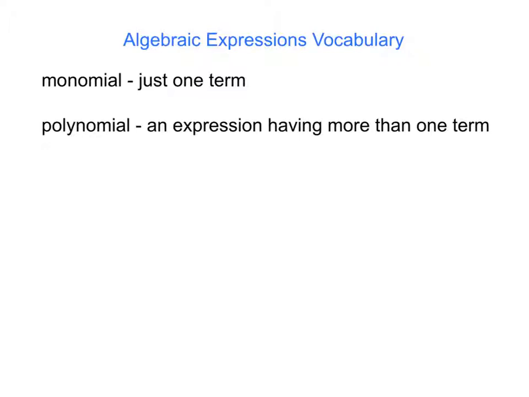Two other words that you will hear me use are monomial and polynomial. So let me just take a moment and talk about those. A monomial is when you just have one term. So for instance, something like 3x. 3x is a monomial. A polynomial is an expression having more than one term. So if you have something like 3a plus 4b, that is a polynomial because there are two different terms in it.